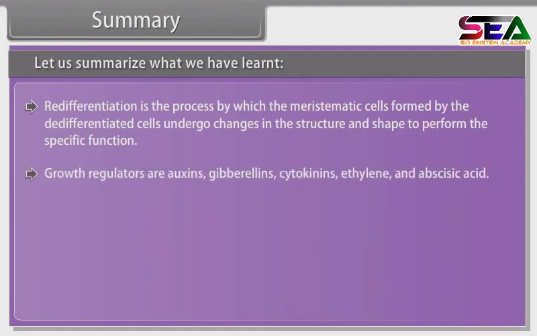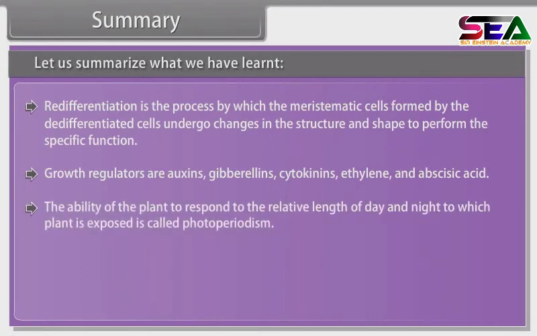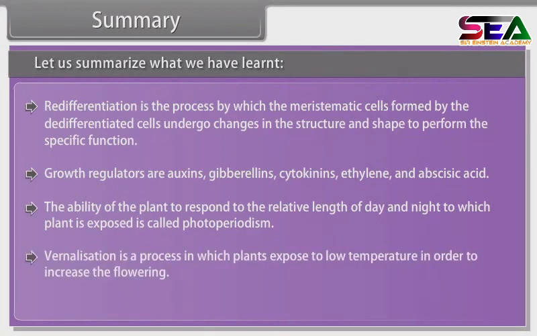Growth regulators are auxins, gibberellins, cytokinins, ethylene, and abscisic acid. The ability of the plant to respond to the relative length of day and night to which the plant is exposed is called photoperiodism. Vernalisation is a process in which plants are exposed to low temperature in order to increase flowering.